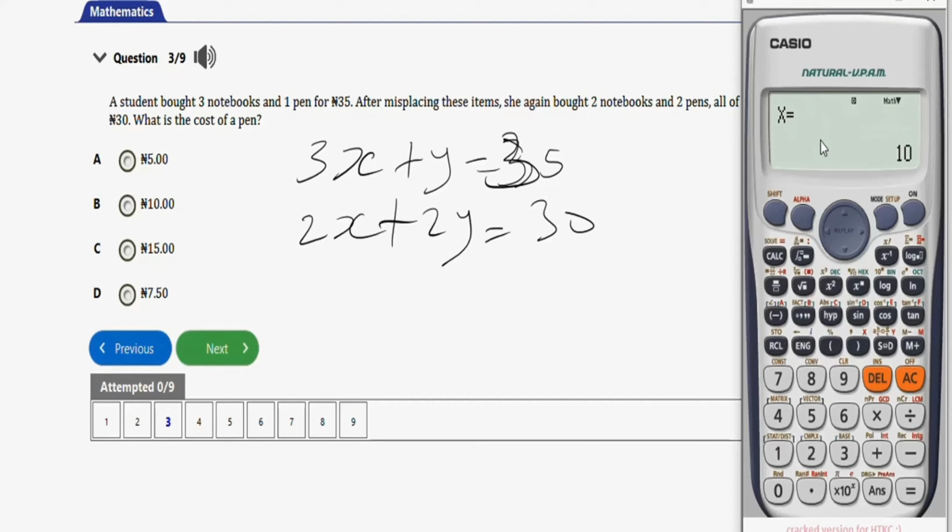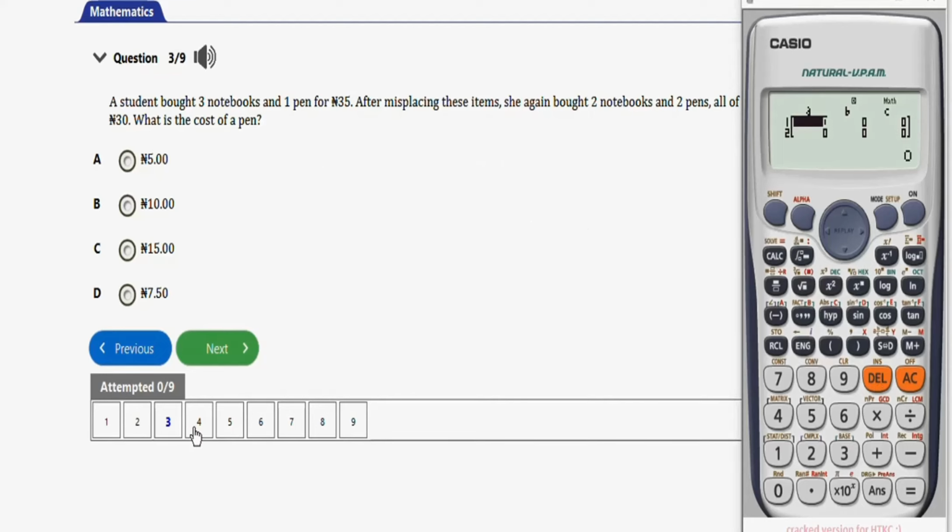So when x is 10, the cost of notebooks is 10 naira, whereas that of pen is 5 naira. So the right option is option A. Okay, so that's how I can solve this question. It's as simple as this. Now let's solve the next repeated question. So the next repeated question will be this one.